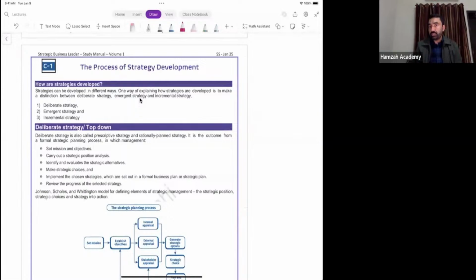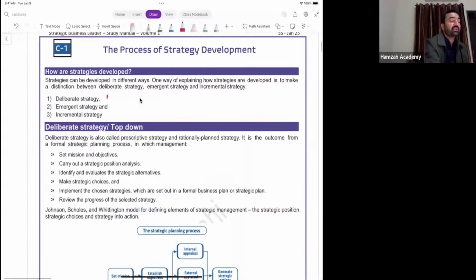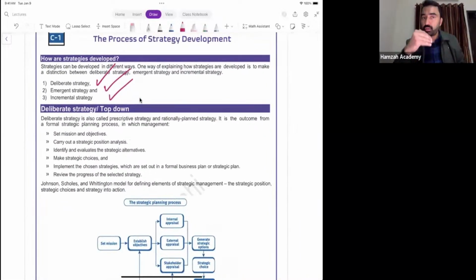Okay, now let's talk about how are strategies formulated, how are strategies developed. So there are three broad approaches towards strategy development. These are called deliberate strategy, this is emergent strategy, and there is incremental strategy. Let's talk about these each one by one. Deliberate strategy, the name suggests, it is also called top down strategy. Deliberate strategy is a strategy where a formal strategic planning process is followed.